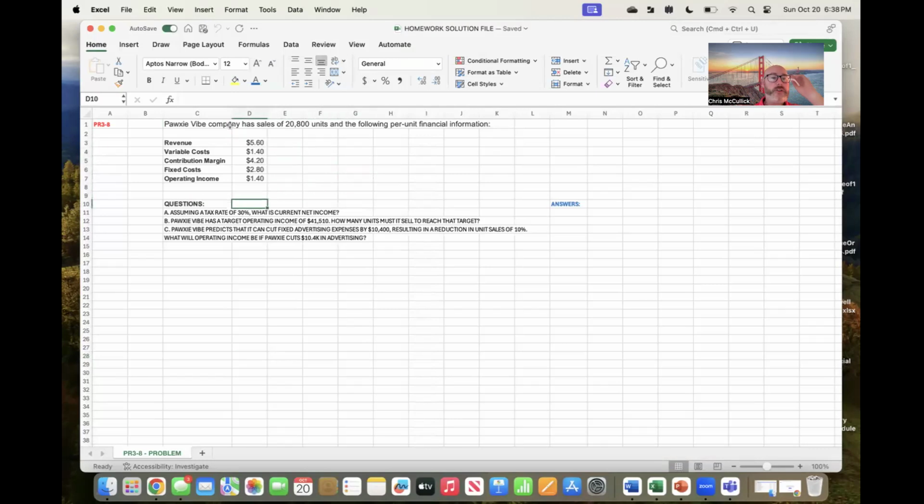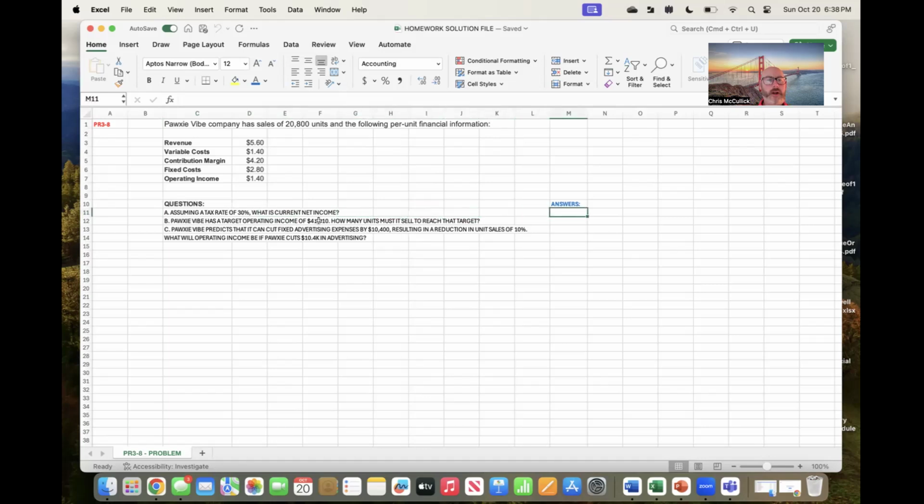Okay. First question says Poxy Vibe Company has sales of 20,800 units and the following per unit financial information. They give us per unit information here. They say, assuming a tax rate of 30%, what is current net income?